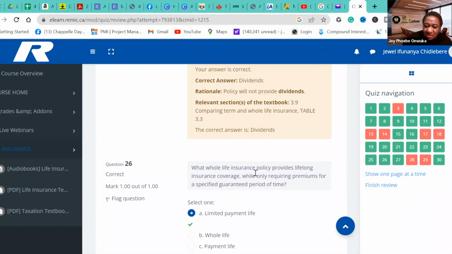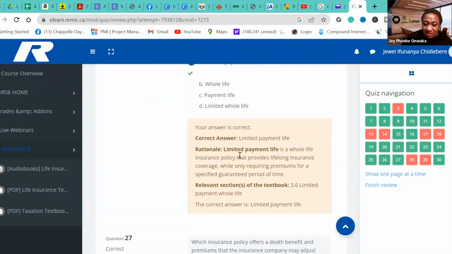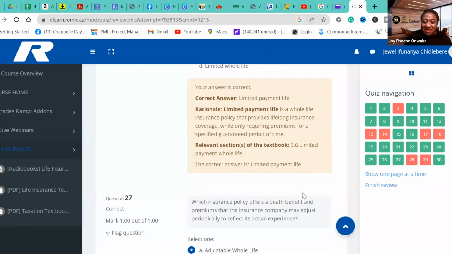26. Whole life insurance policy provides lifelong insurance coverage while only requiring premiums for a specified guaranteed period of time. That is limited payment life, okay? So let's see our, oh my eyes. I think I've stayed at the computer for so long, almost 3 hours now or more. The rationale is that limited payment life is a whole life insurance policy that provides lifelong insurance coverage while only requiring premiums for a specified guaranteed period of time. That is limited payment life, okay?